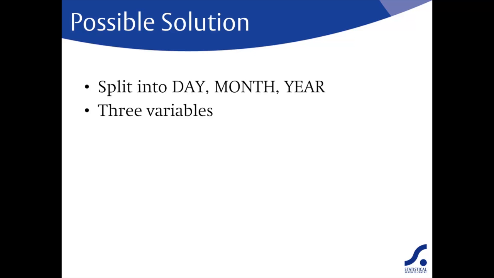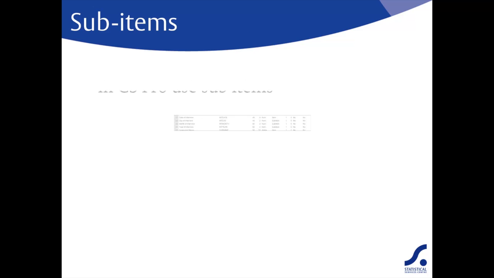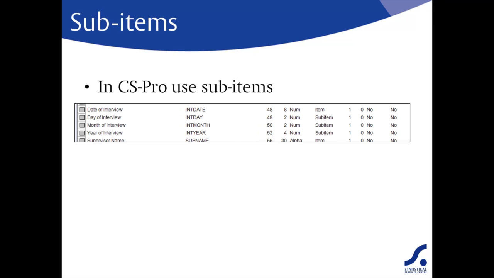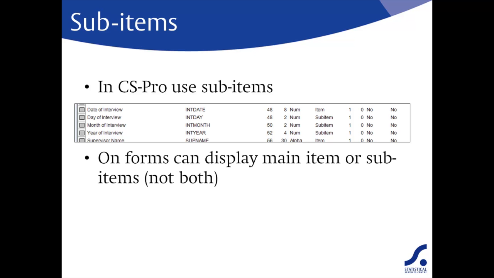When transferring between packages, we would suggest transferring the sub-items, so the 3 variables, so they become separate variables in your resulting package. You can then combine them using commands within the destination package to create a properly formatted date variable. We've already been working with sub-items for the dates, and the image here shows how they appear in the dictionary file. On the data entry forms, you can display either the main item or the sub-items, but you can't include both the sub-items and the main item, so you need to decide which is better. Let's look at the options.